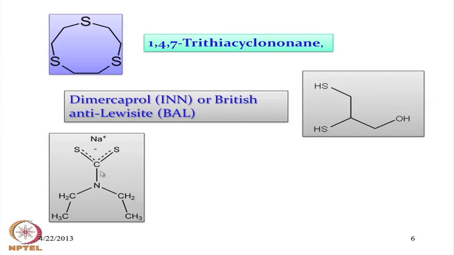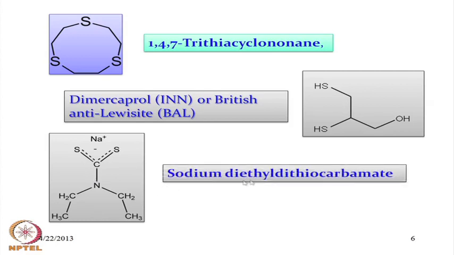Similarly, this sulfur binding to the heavy metal ion can also be established through another simple ligand which is known as dithiocarbamate. So, sodium diethyl dithiocarbamate is another type of ligand where we take diethylamine. This is basically diethylamine, and when diethylamine is reacted with carbon disulfide in sodium hydroxide medium, we get the corresponding sodium diethyl dithiocarbamate ligand.